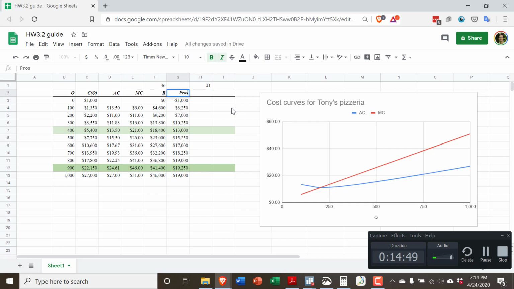Oh, I forgot to write profit here. Let's calculate the revenue and profit again when the price is just 21. We could actually, let's do it this way.